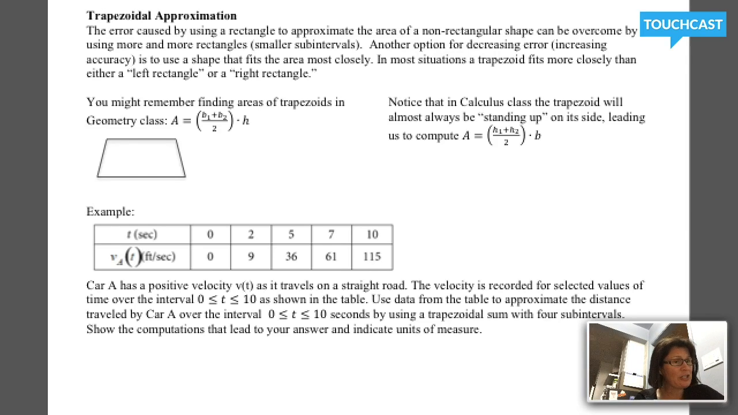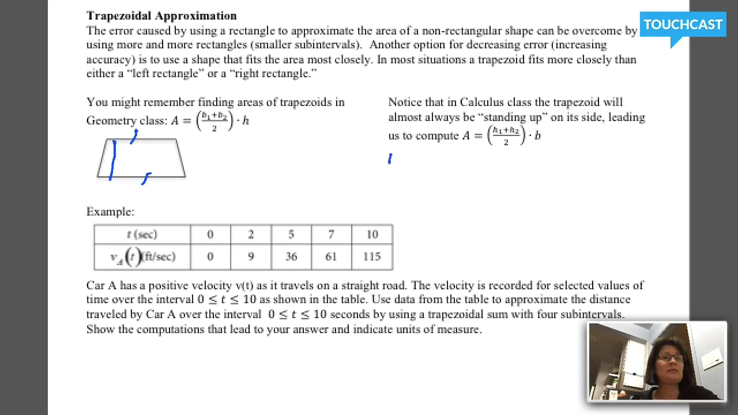And the computation isn't too much more complicated, finding the area of a trapezoid versus finding the area of a rectangle. So remember, you know how to find the area of a trapezoid. You probably did this in geometry. But in geometry, most of your trapezoids sat with their parallel sides horizontal. So you found the average of the two parallel sides, that's base 1 plus base 2 divided by 2, and multiplied by the height, which is the distance between the parallel sides.